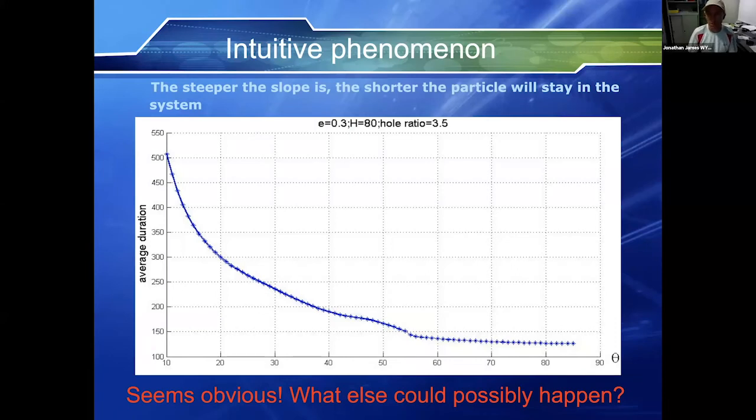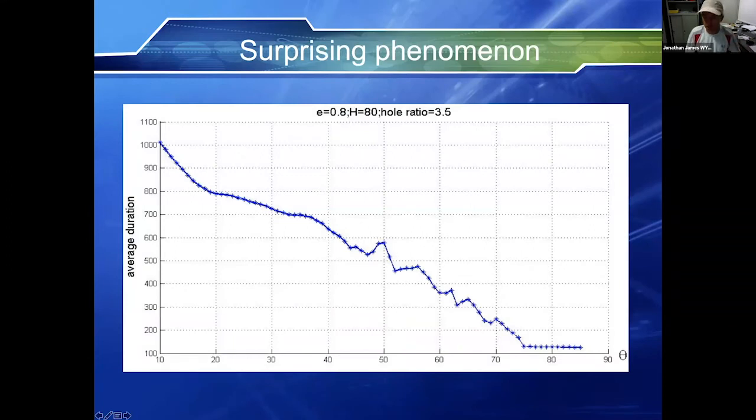Seems completely obvious. What else could possibly happen? Here we took an example, E is 0.3. It's actually a pretty small coefficient of restitution. What happens if we take something a little more realistic, let's say 0.8? Surprisingly, it's no longer monotonic. It's actually very complicated. You have little bumps here, and the overall trend is still downwards, but it's certainly not monotonic.